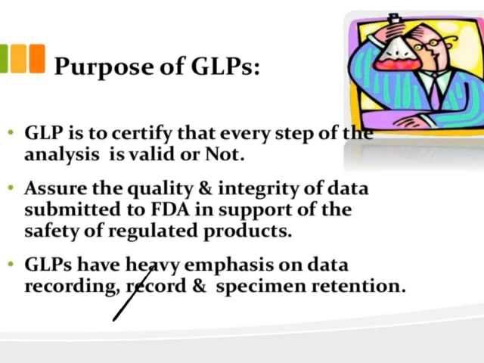First, GLP certifies that the steps taken during the analysis are valid. They assure the quality and the integrity of data submitted to FDA in support of the safety of regulated products. And the third purpose of GLP is that it makes heavy emphasis on the recording of data and the specimen retention. So these are the purposes of GLPs.